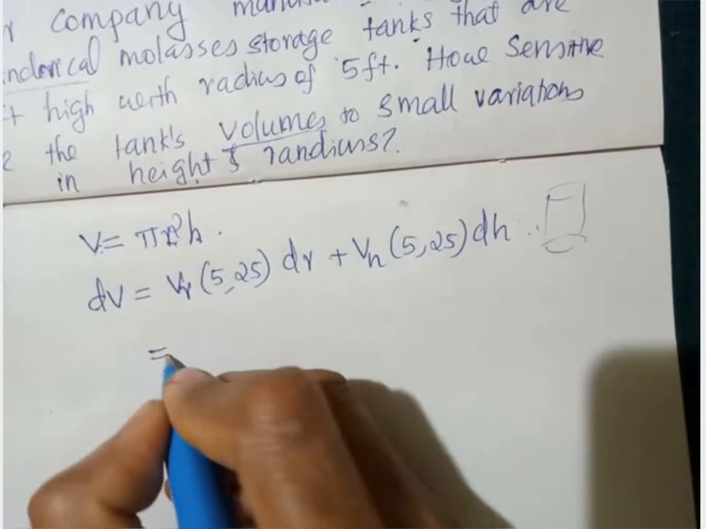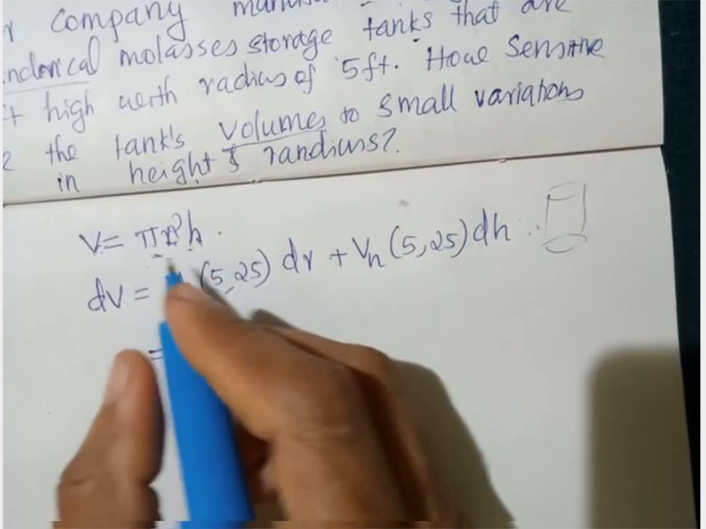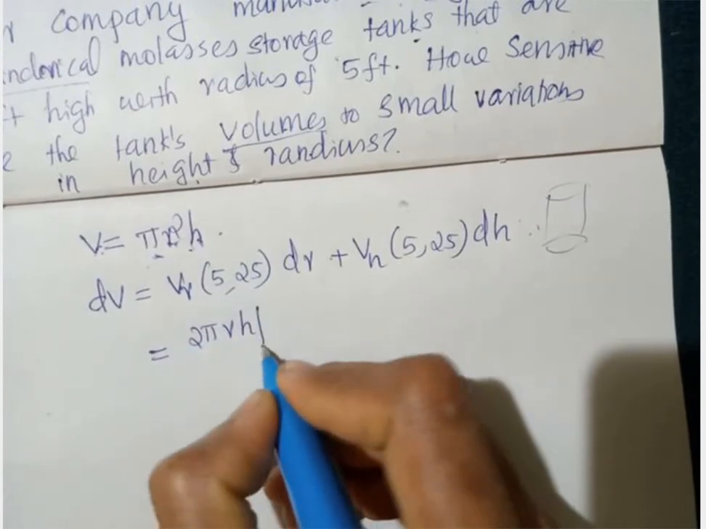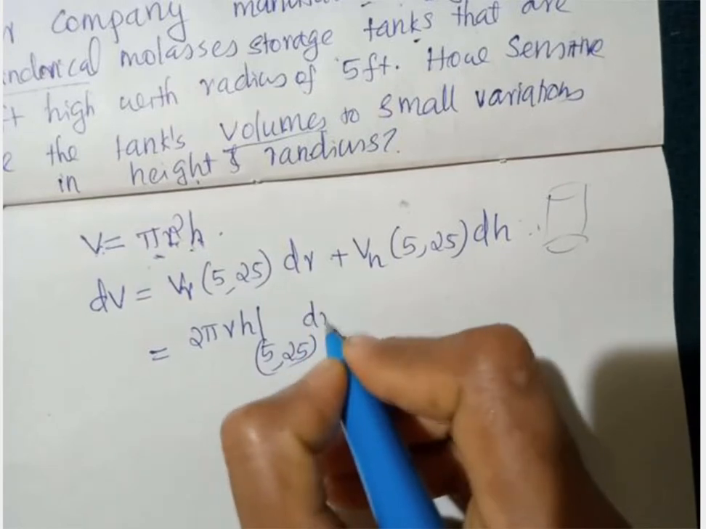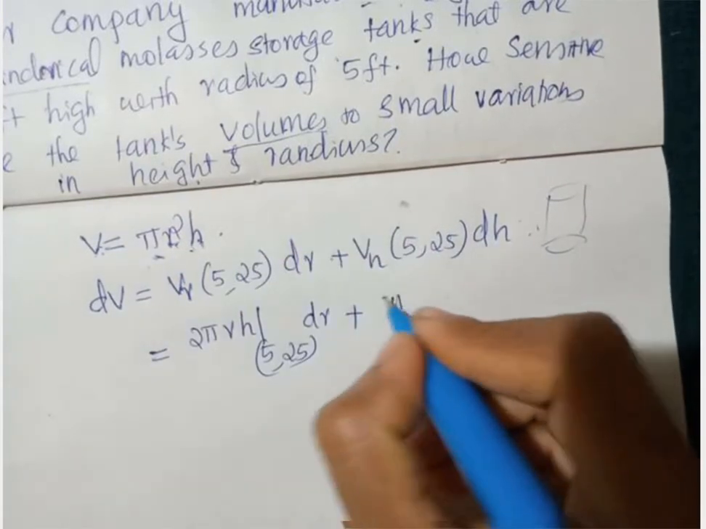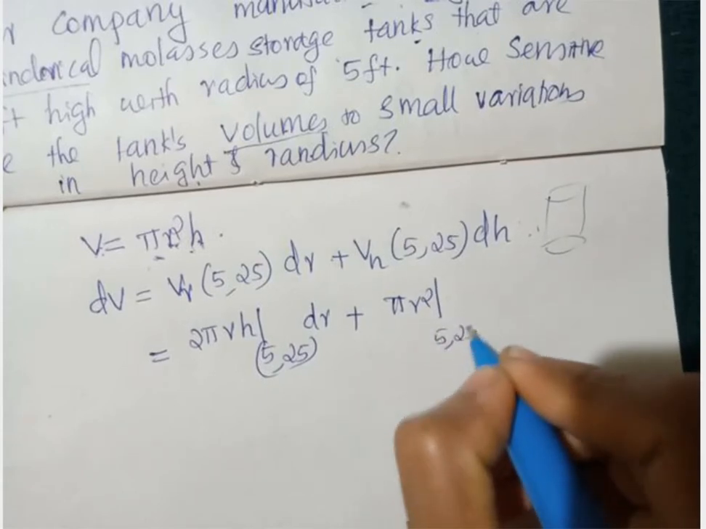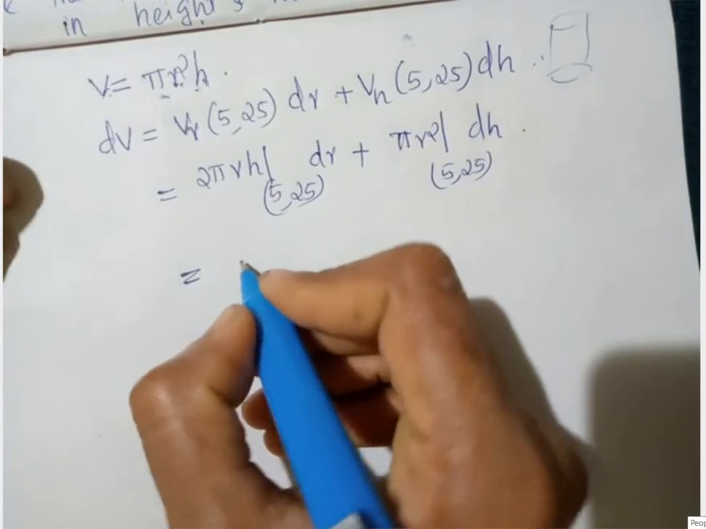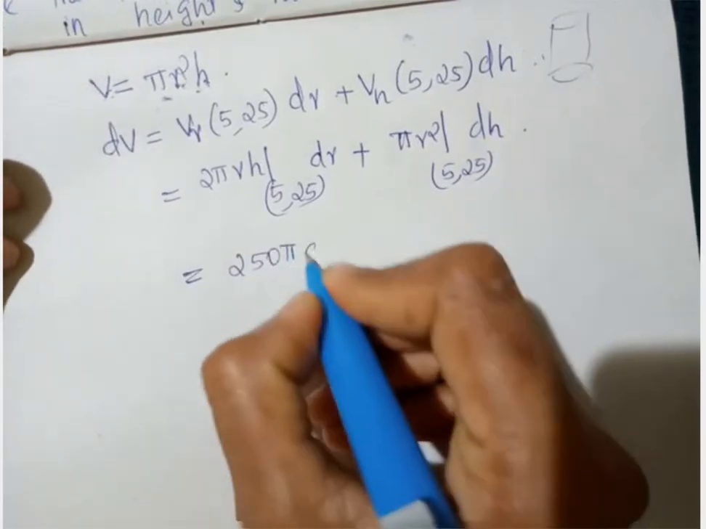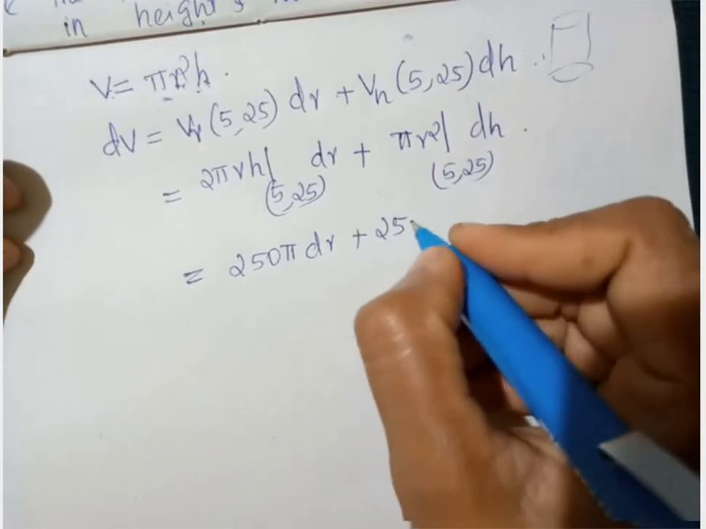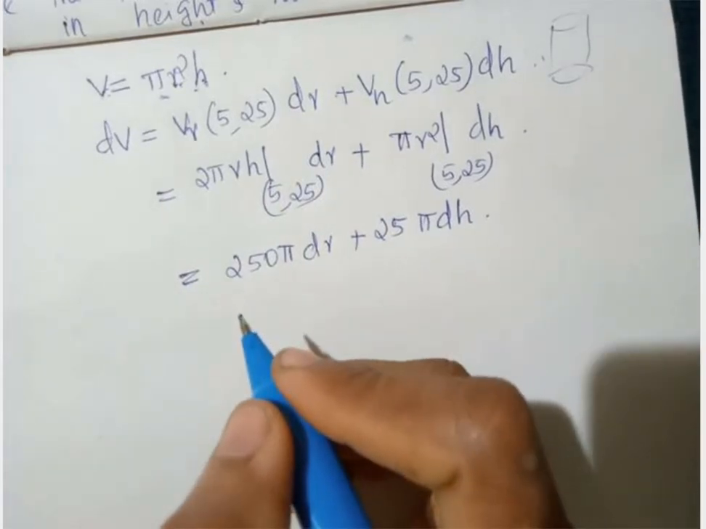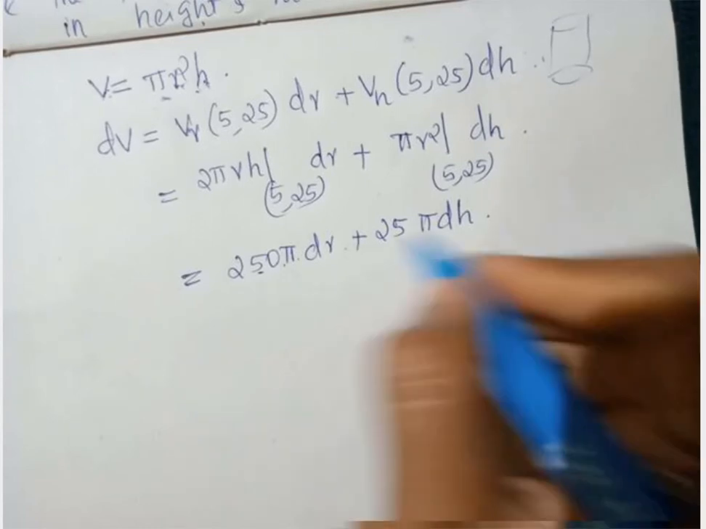What is Vr? It is the derivative of this with respect to r. That is equal to 2 pi r h at the point (5, 25) into dr, plus Vh, that is pi r square at the point (5, 25) into dh. This is equal to 2 pi r h, which is 250 pi dr plus 25 pi dh.